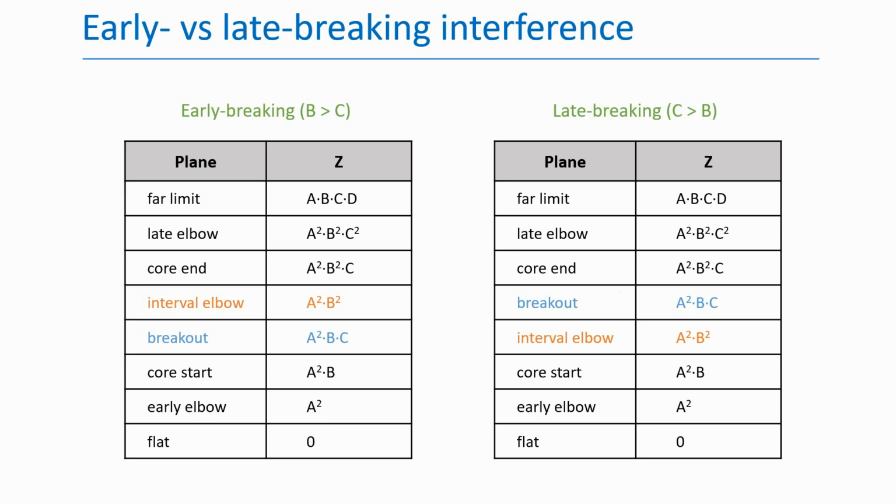This lets us categorize all cases of interference into several basic types. First is the early breaking case, where b is greater than c, and breakout occurs before the interval elbow. Second is the late breaking case, where c is greater than b, and breakout occurs after the interval elbow. And of course, there's also a third case, where b equals c, and then the interval elbow and breakout occur at the same plane.